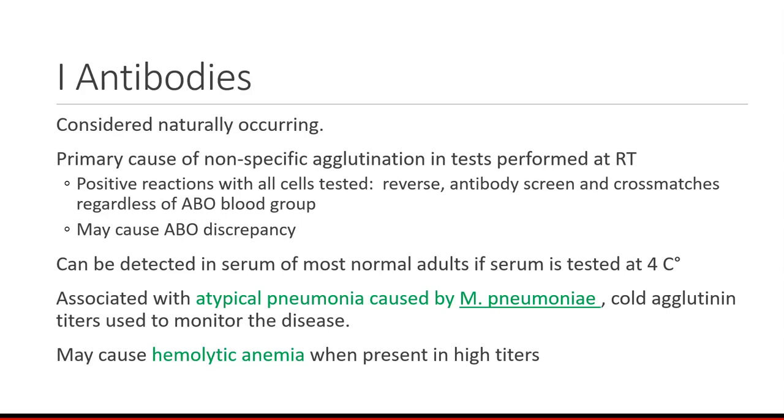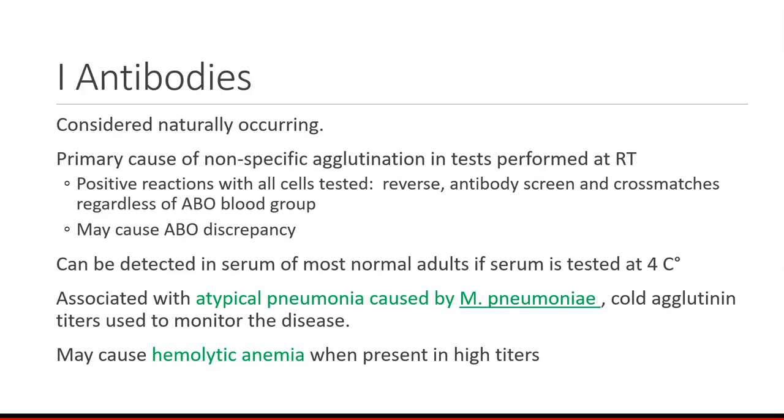So with these antibodies at room temperature, you'll get positive reactions with all cells tested: your reverse cells, antibody screen, crossmatches, regardless of ABO group, because these all come from adult people. They may cause ABO discrepancies because the anti-big I, an autoantibody, can so heavily coat the red cells that your person will forward type as a group AB pos. When you run the control, it will be positive.